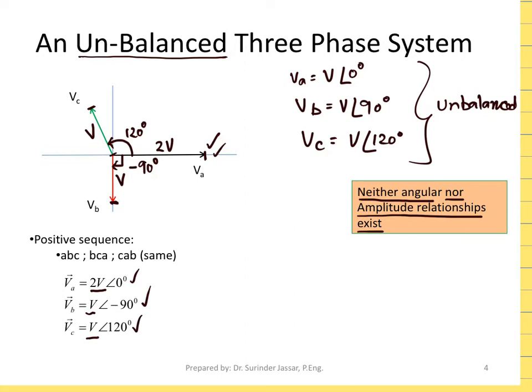So you can see that A, B, and C do not have the same amplitude. At the same time, they do not have the angle displacement of 120 degrees from each other either. So that's why this is an example of an unbalanced system. Again, the cause could be a fault.